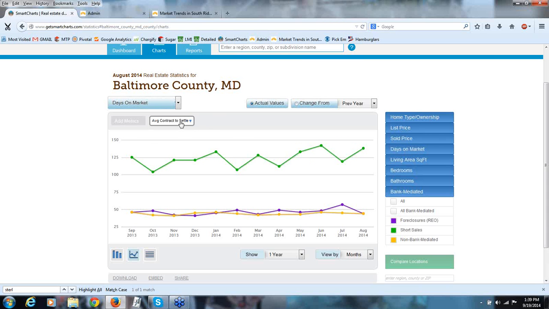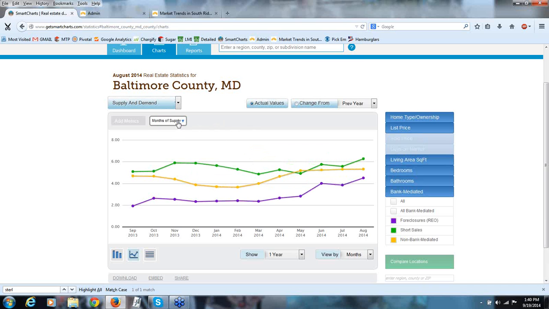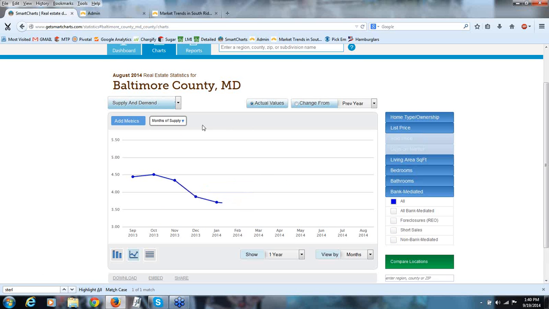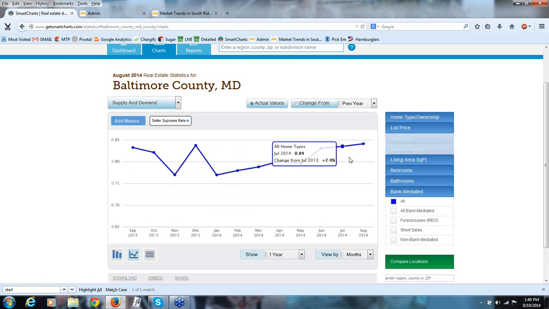The other big reason is another chart within SmartCharts, and that is the seller success rate. So the seller success rate, we'll just look at it for all homes first. The seller success rate is talking about for all homes that were in pending status that left pending status, they could either close successfully or they could fall out and go back to active listings, be taken off the market, etc. So it's just looking at that pool of pending listings at month's end. Those that didn't stay in pending went one way or the other.